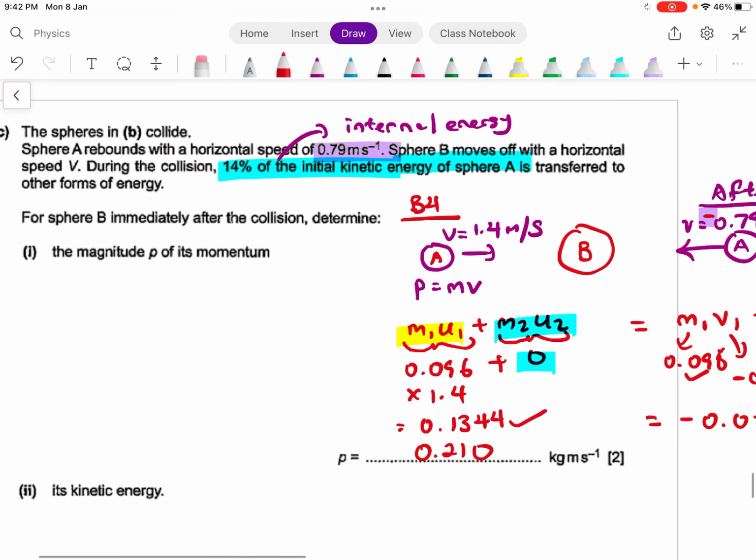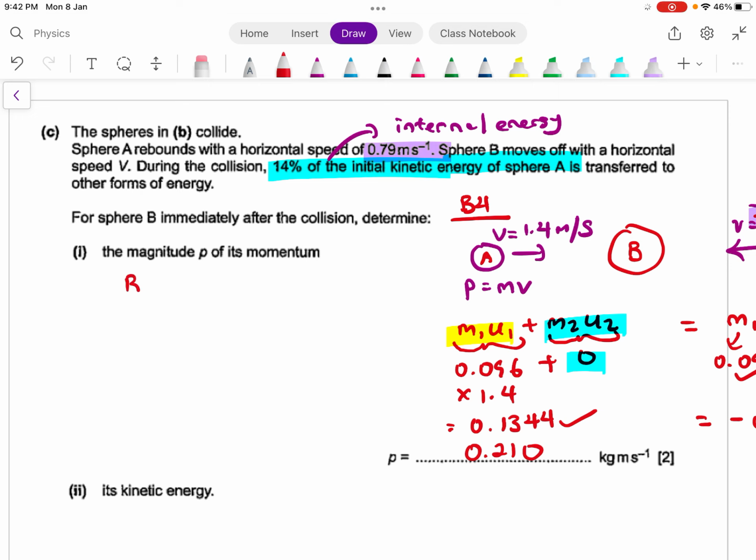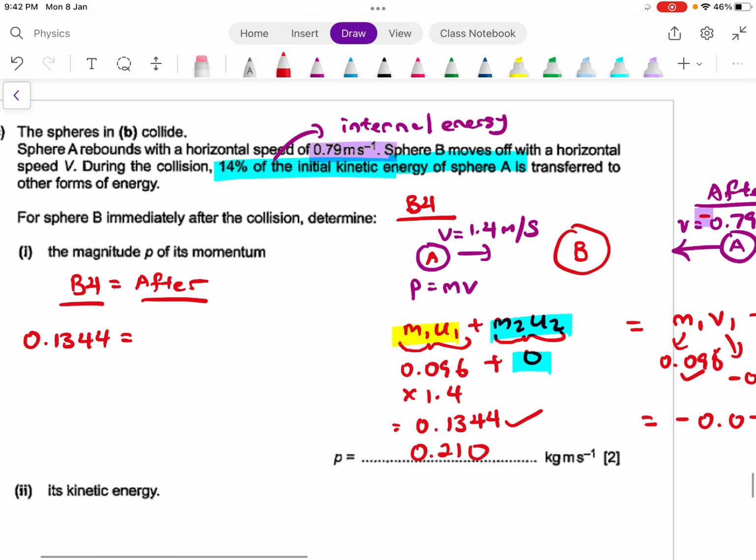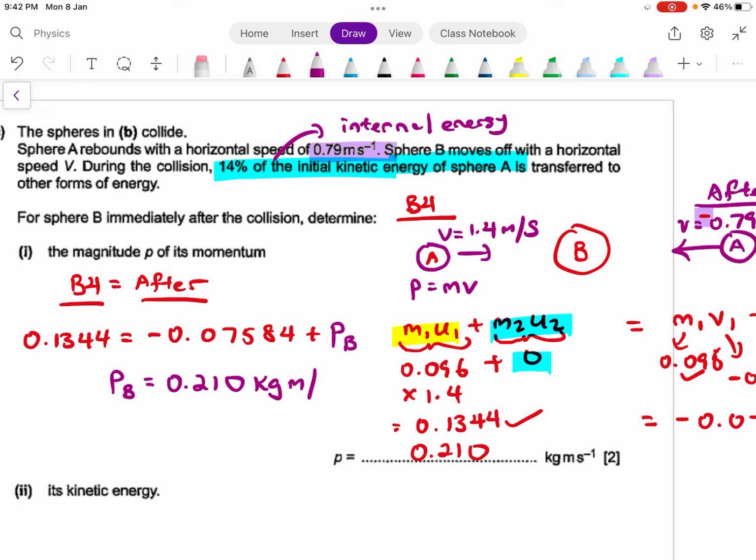So you just need to solve. For example, how do we actually solve? Before equals after. So before is 0.1344. After will be due to sphere A, negative 0.07584, plus the momentum of B. So it's just PB. The momentum of B will be 0.210 kg meter per second. So that is how we actually do part B.